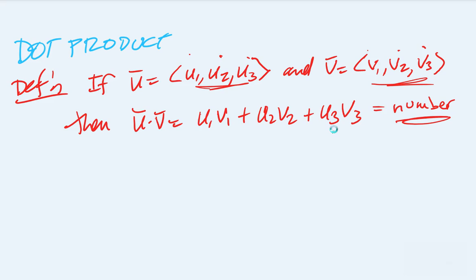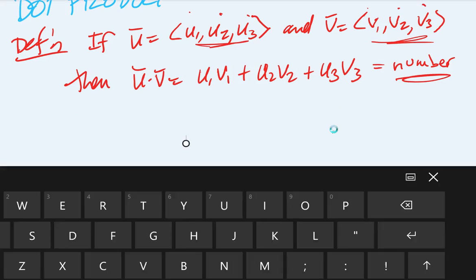The cross product is going to give us a vector. That's something different, all right? They're not related. They just have the same word product in their name, okay?